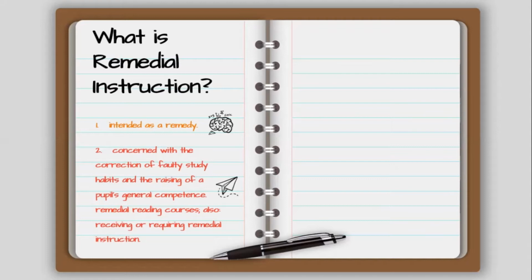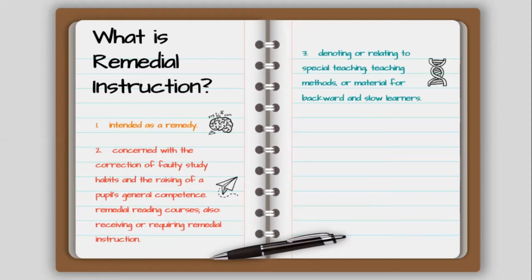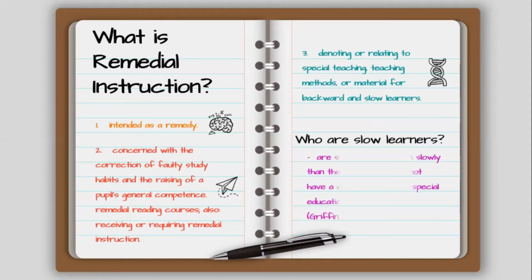Most of the time, it is associated with remedial reading courses. It is receiving or requiring remedial instruction. Other dictionaries say that it pertains to special teaching methods or materials for backward and slow learners. Who are those slow learners? They are students who learn more slowly than their peers, yet do not have a disability requiring special education. It's according to Griffin, 1978.